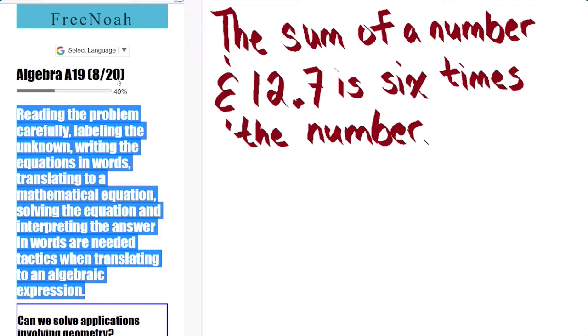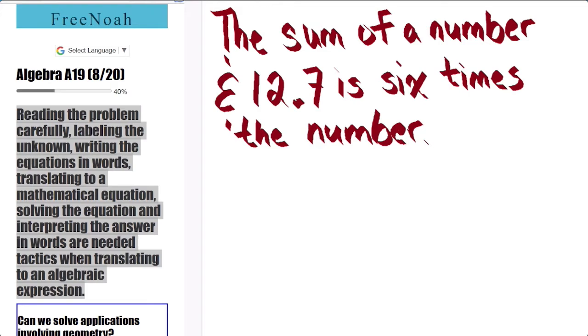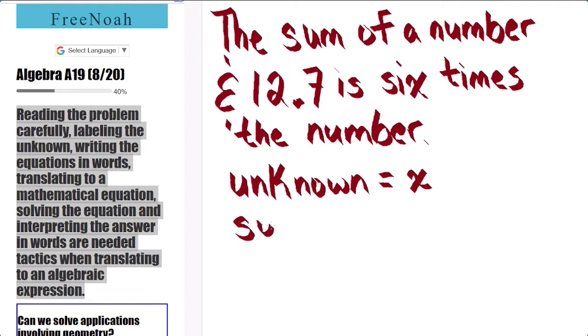It says the sum of a number and 12 and 7 tenths is 6 times the number. Okay, let's reread it here and let's get a clear understanding. The sum of a number, okay, let's classify a number as the unknown. Unknown equals x, and 12.7 is 6 times the number. So the sum, well, we know we're going to do some form of addition, and we're going to be adding 12 and 7 tenths.